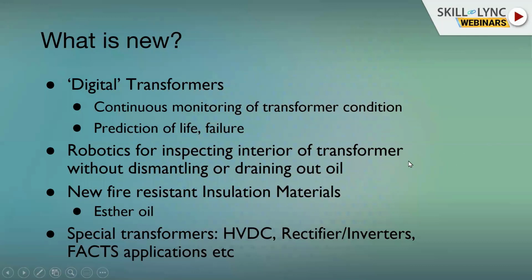We can predict the life, and we can even predict whether there's going to be a failure, because transformers are very, very important for running a process plant, and we need to predict failure before it happens. And we also have special robotics, and there are a lot of protection algorithms going on. New fire resistant insulating material, ester oil, is another new material. It's not very new, but there are a lot of developments taking place.